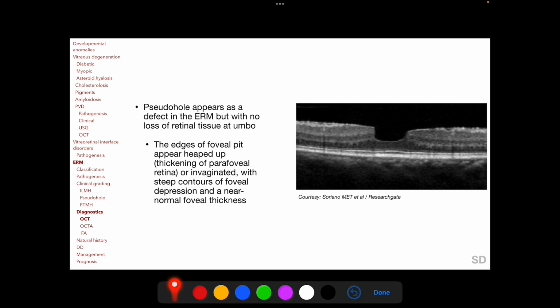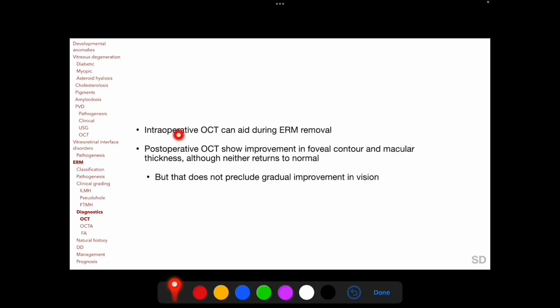A pseudohole appears as a defect in the epiretinal membrane without loss of any retinal tissue at the umbo. The edges of the foveal pit in a pseudohole appear heaped up with steep contours of the foveal depression and near normal foveal thickness. Intraoperative OCT can aid surgical removal of epiretinal membrane, and postoperative OCT can show improvement in foveal contour and macular thickness, although neither returns to normal, but that does not preclude gradual improvement in visual acuity.